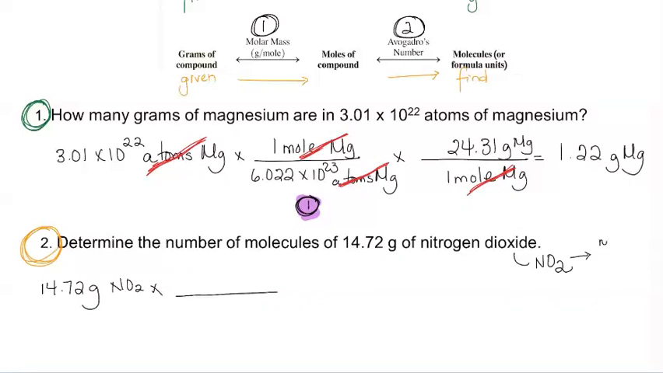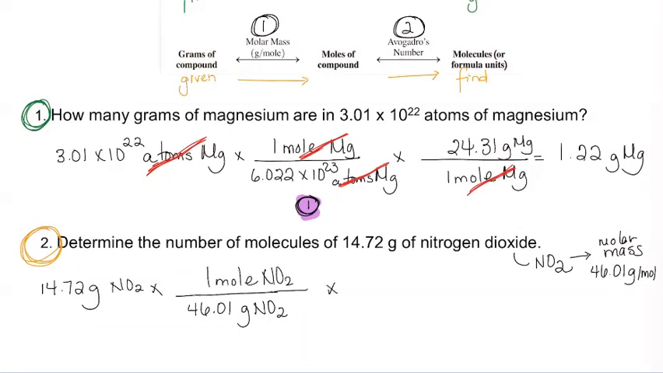So the molar mass of NO2 is going to be 16.00 times 2 plus 14.01. So when we do that, we see that the molar mass of NO2 is 46.01 grams per mole. So when we're doing our conversion, in the bottom, we're going to put 46.01 grams of NO2, and on top, 1 mole of NO2.